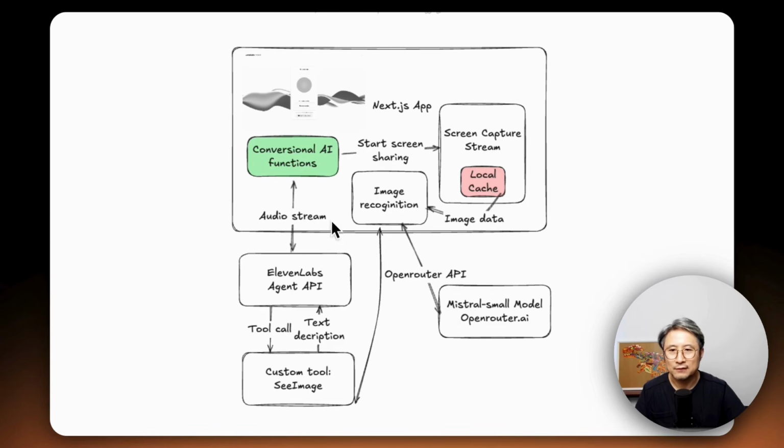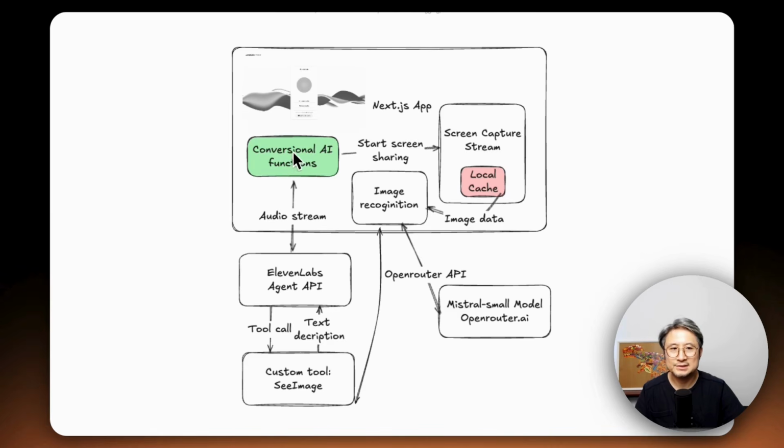Let's see the workflow. First, the user will click the Start Screen Sharing button on the page. That will trigger the process of screen sharing. When he chooses the tabs or screen that he wants to share, the screen share capture block will keep capturing screenshots and save the images in the local cache at a certain period. That will make sure there's always a most recent image stored in the local cache, waiting for later processing. And then the user speaks.